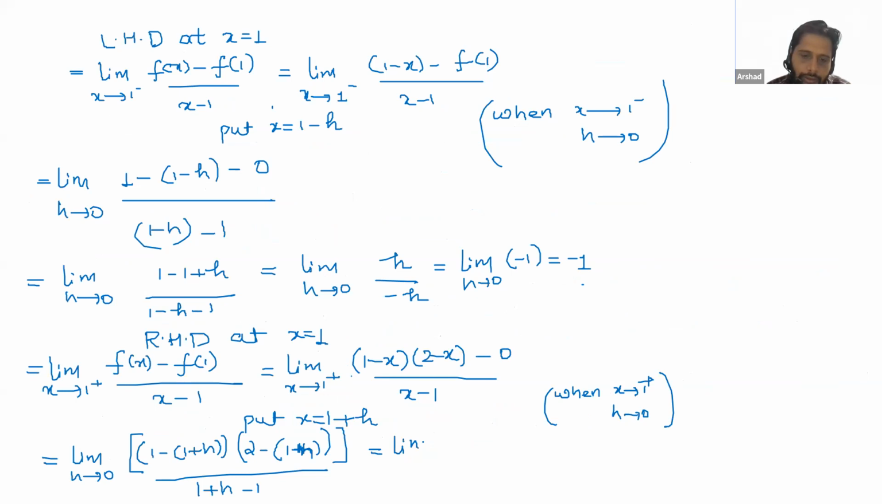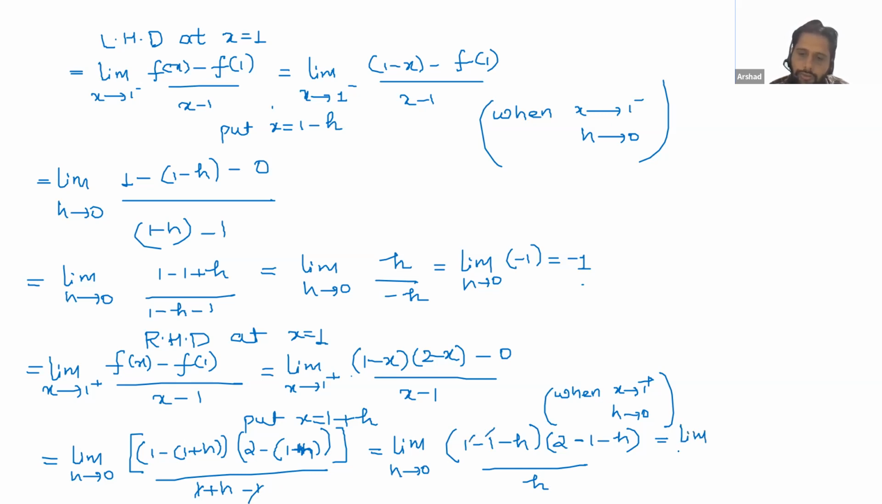So limit h tends to 0. Open this bracket, 1 minus 1 minus h, open this bracket, 2 minus 1, 2 minus 1 minus h by h. Okay, 1 and 1 will cancel out. Here 1 and 1 will be cancelled out.